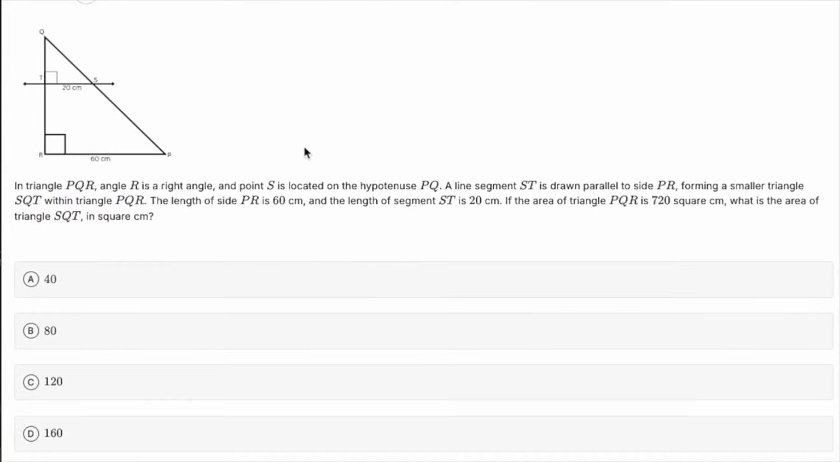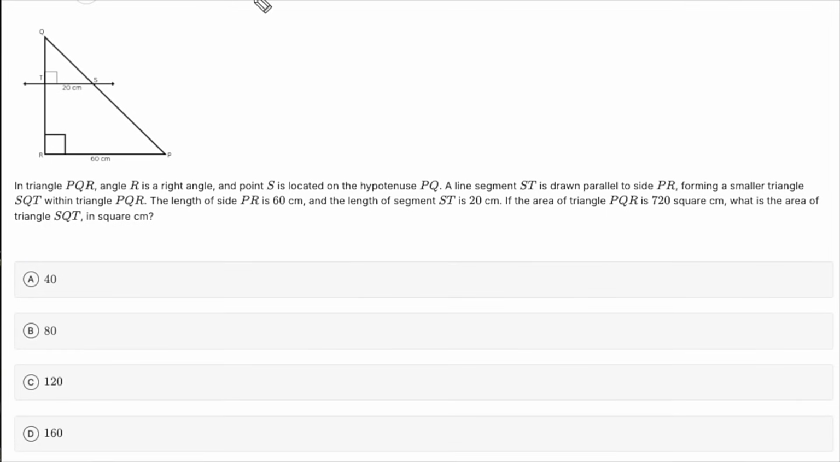All right, just visually, we can tell we're dealing with similar triangles, right? We've got a triangle within a triangle. And it looks like they're giving us some information that we already have visually. So let's just jump to the main question. It says the area of PQR is 720. So that's the big one.